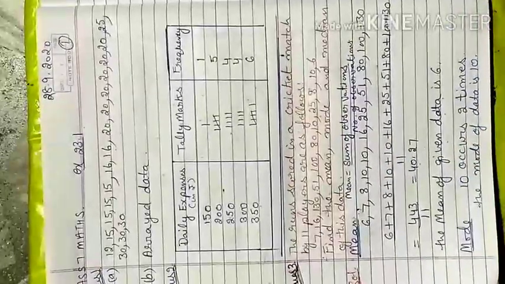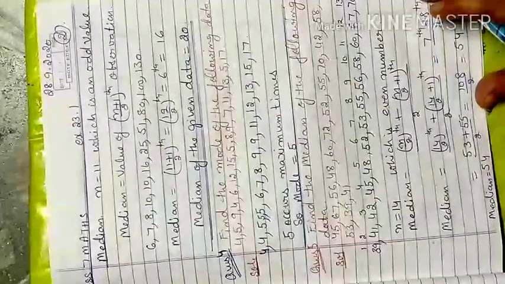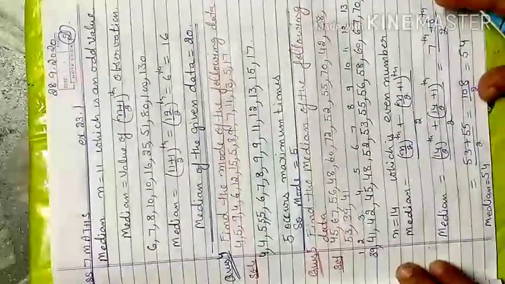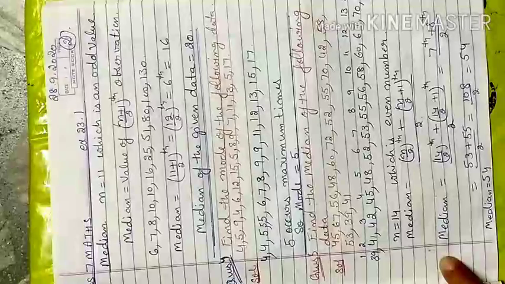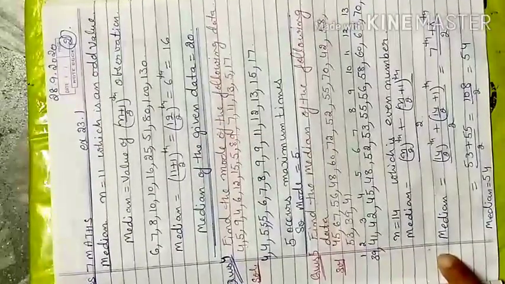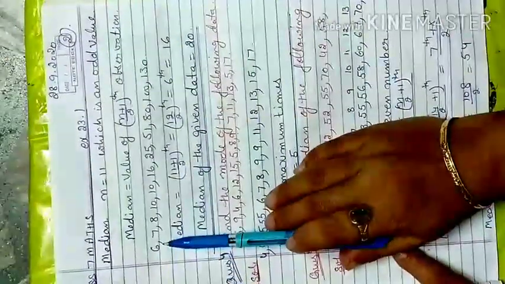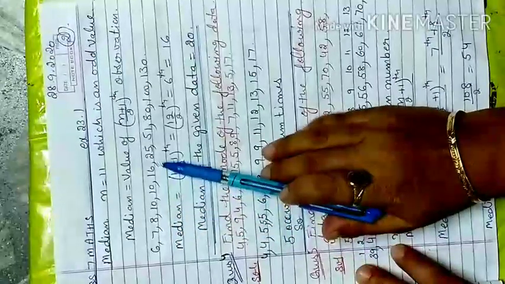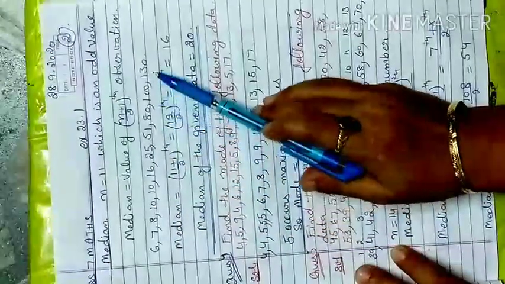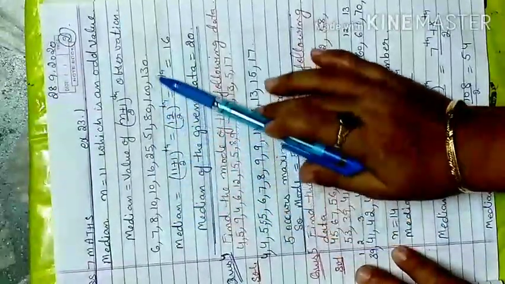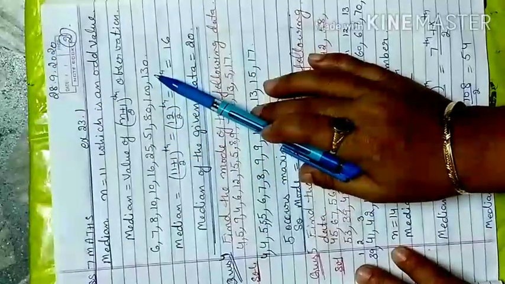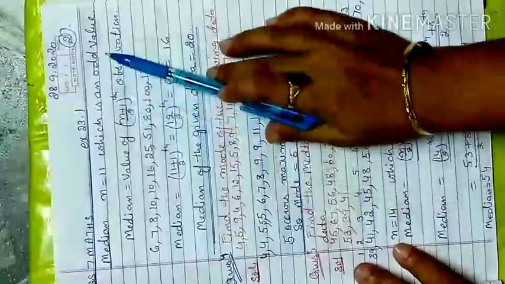Next is median. For finding the median, the very first thing is you have to arrange the data in ascending order like this: 6, 7, 8, 10, 10, 16, 25, 51, 80, 100, 130. So total 11 numbers are there. So 11 is your odd value.